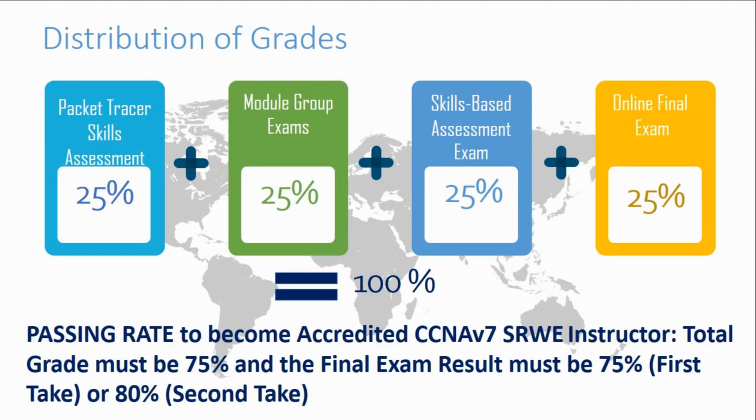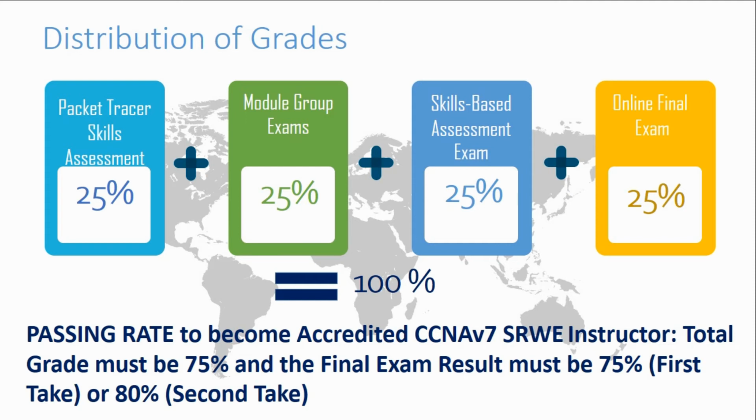Now, regarding the distribution of the grades, we equally divided the grades among all our activities. So we have the Packet Tracer Skills Assessment, part 1 and part 2, which is 25%. There are 6 module group exams, which is 25% also. Then we have the skills-based assessment exam, which is 25%, and an online final exam of 25%.